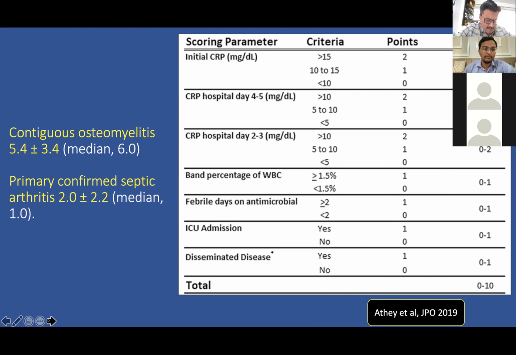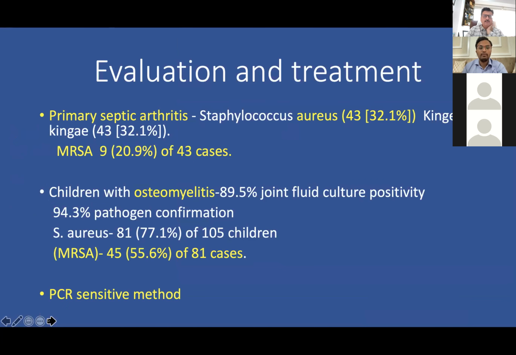Speaking of this paper, contiguous osteomyelitis had a mean score of 5.4 with a standard deviation of 3.4. The primary confirmed septic arthritis score was 2 with a standard deviation of 2.2. In evaluation and treatment of primary septic arthritis, Staph aureus is the most common organism. Out of 43 cases, 4%, 9 had the MRSA pathogen.